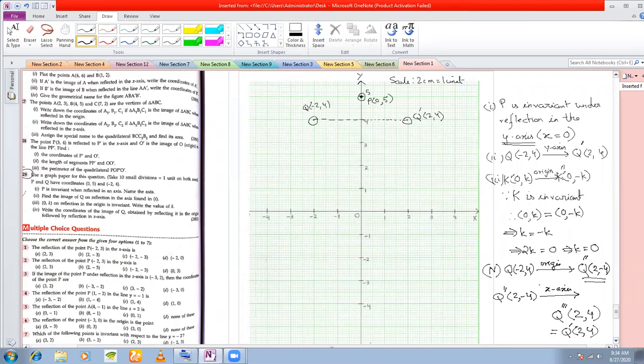Let us plot these points also. Q double dash, 2, -4. 2 and minus 4, so we'll plot this. Q double dash, 2, -4. And this again is under reflection in the origin. It is nothing but Q dashed, which we have already written as Q triple dashed.